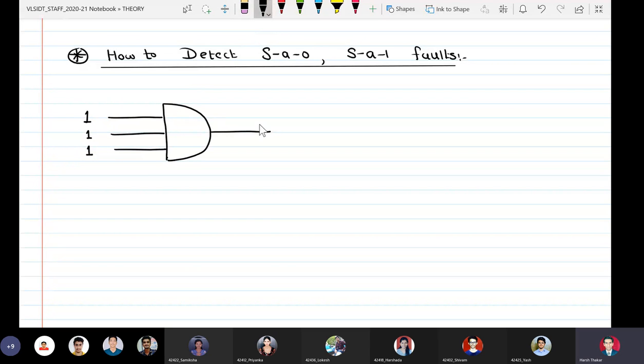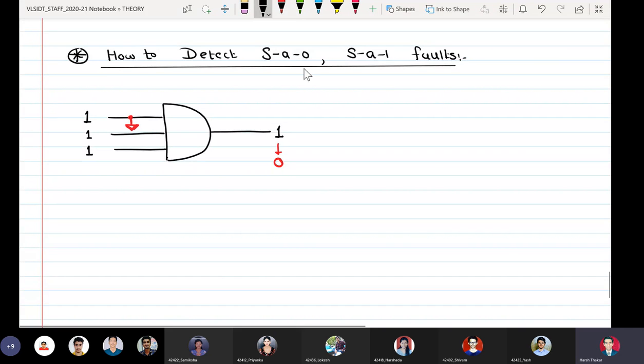So theoretically the output of the AND gate should be 1. Now if there is a stuck at 0 fault at this input, for example if this particular input is actually connected to ground because of some manufacturing defect, then while ideally the output of the AND gate should be 1, it will actually show 0. So when I connect all 3 inputs of an AND gate to 1 but still get a 0, that means there is a stuck at 0 fault at one of the inputs.